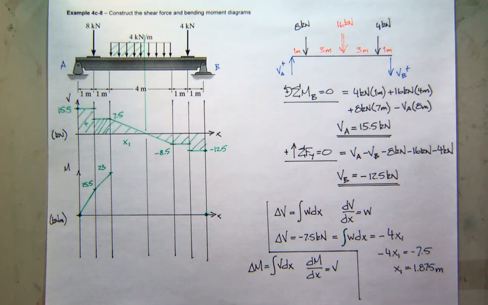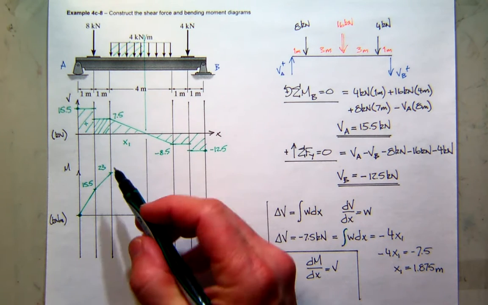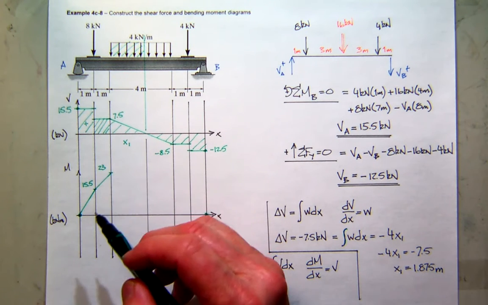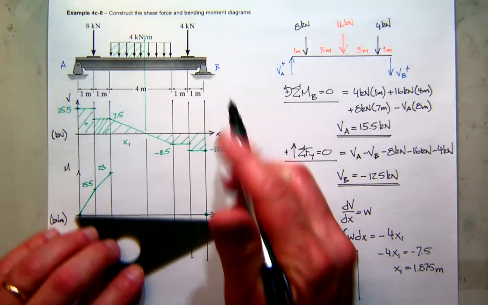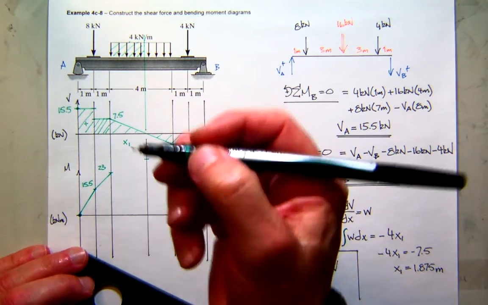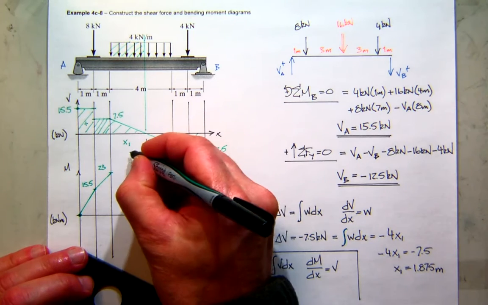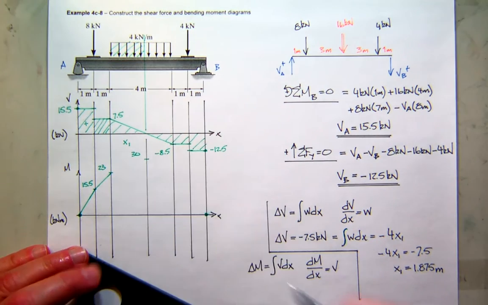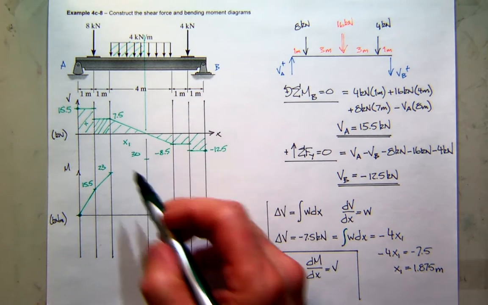What'd you get, Mr. Yang? 7.03. Anybody else get that? Yep. So what's 23 plus 7.03? 30, basically, right? I'll just write 30. And what's the shape of this curve?